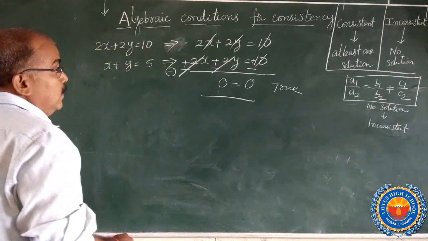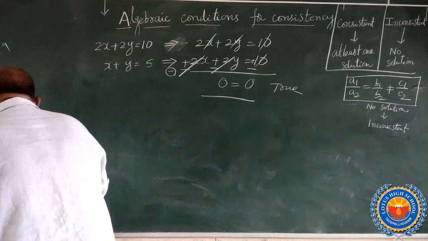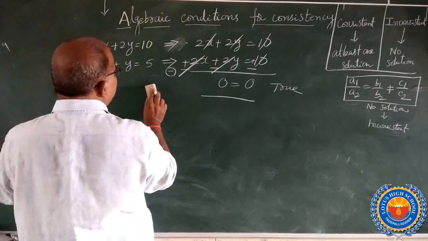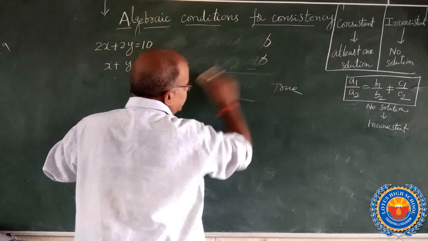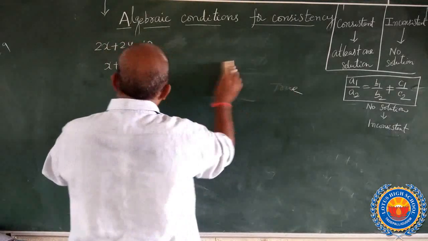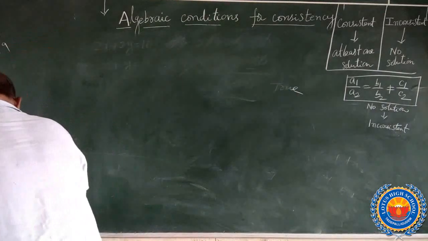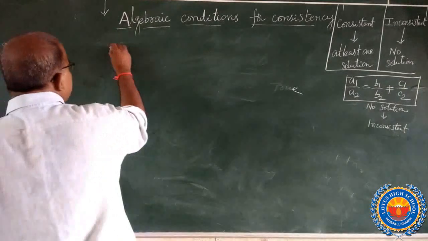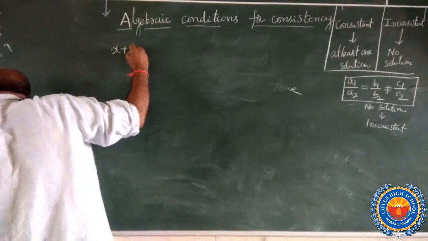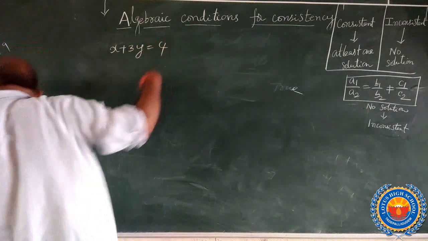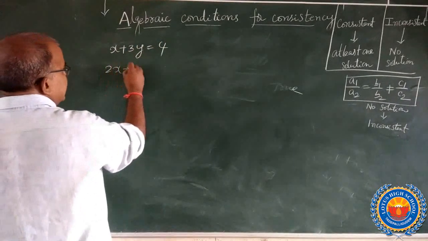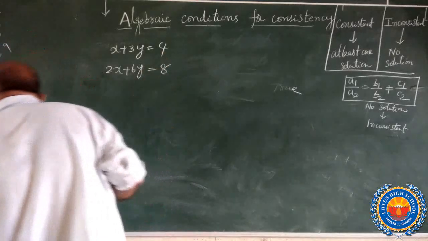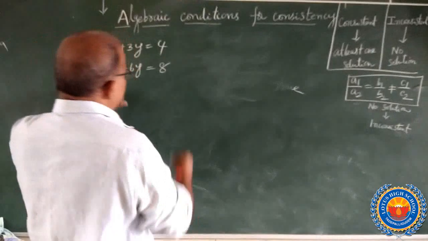We'll write one more example. What is that one more example? I'll say x plus 3y is equal to 4, 2x plus 6y is equal to 8. x plus 3y is equal to 4, 2x plus 6y is equal to 8.